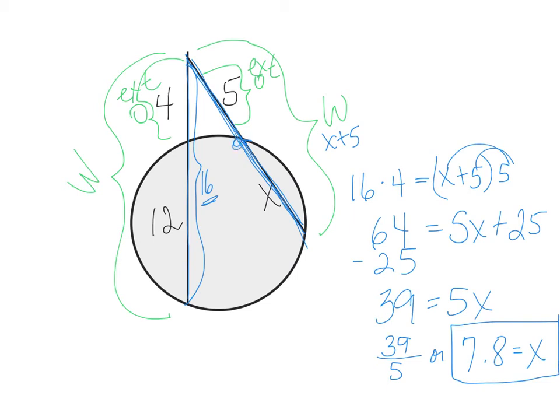So the distance from this point to this point, this chord, is 7.8 long. All right, let's look at the next one.